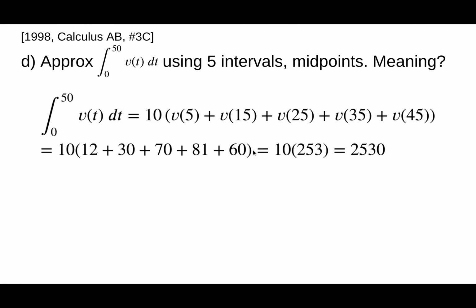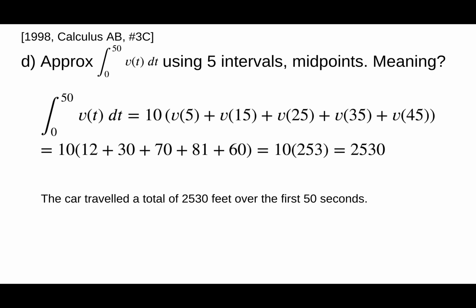And then don't forget to explain the meaning of this as well. Since the velocity function is our v of t, integrating the velocity function gets our position function. So if the integral from 0 to 50 of v of t dt is 2,530, that means that in that 50-second span from 0 to 50, the car traveled 2,530 feet.